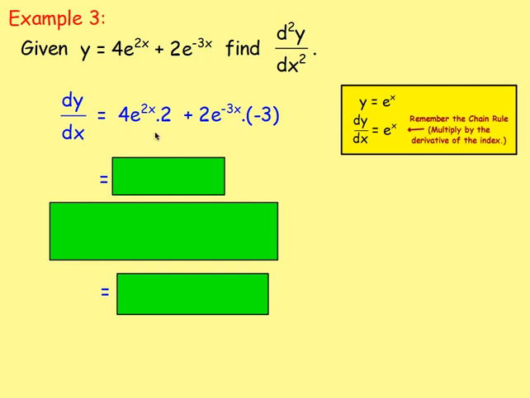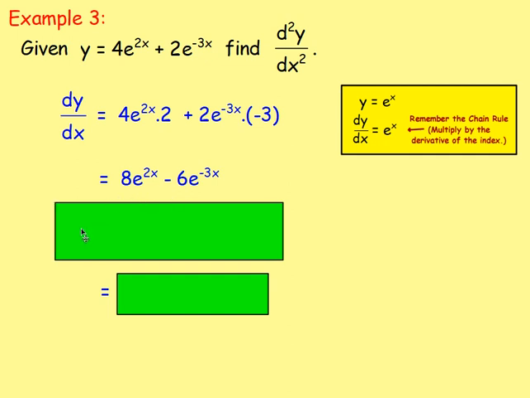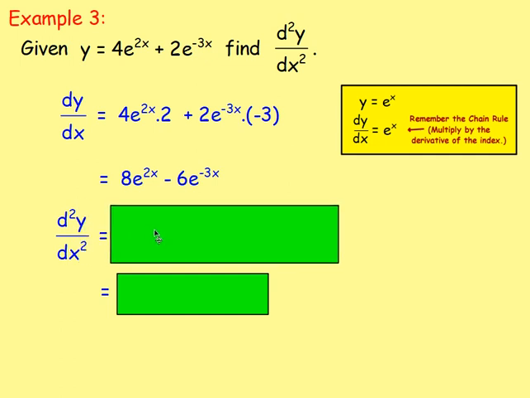From there then, well, you've got 4 times 2, so that would give you 8e to the power of 2x. And negative 3 times 2 would give you negative 6e to the power of negative 3x. So that is going to be the first derivative. We want the second derivative though. So Taylor, how would you get the second derivative? Good, yeah, you just differentiate again.